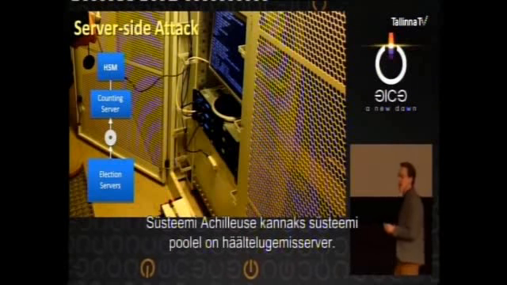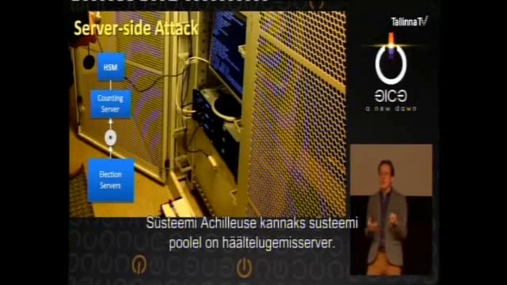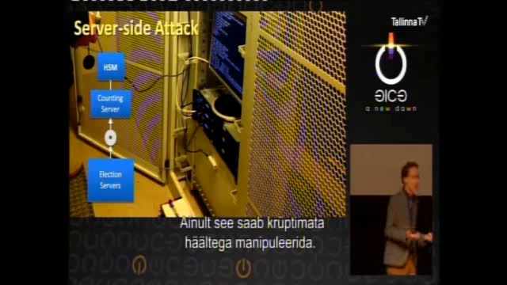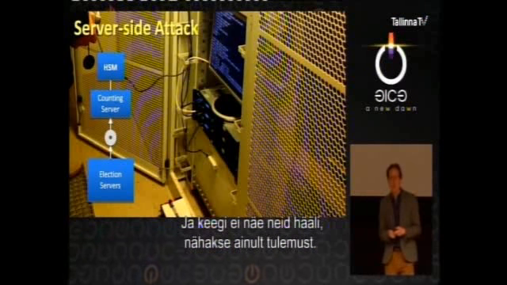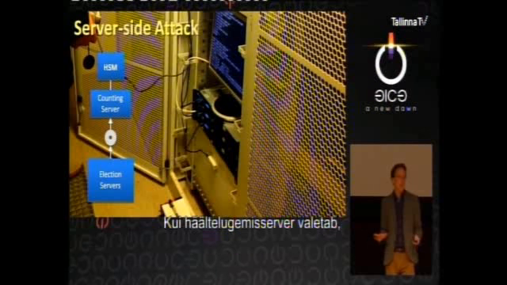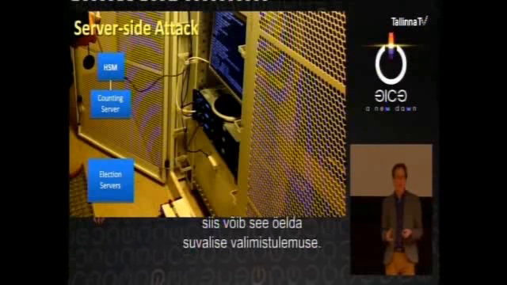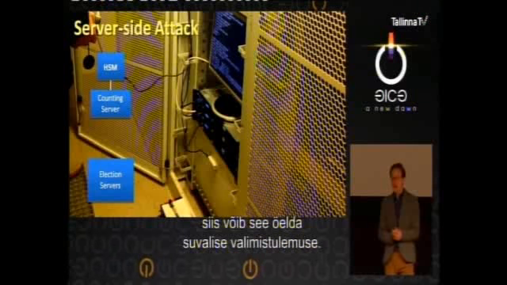Now, the server side, the Achilles heel of the system, is this counting server. It's the only thing that gets to manipulate the unencrypted votes. And nobody ever sees those votes, they just see the output. So if the counting server lies, then it can just arbitrarily say what the election outcome is.